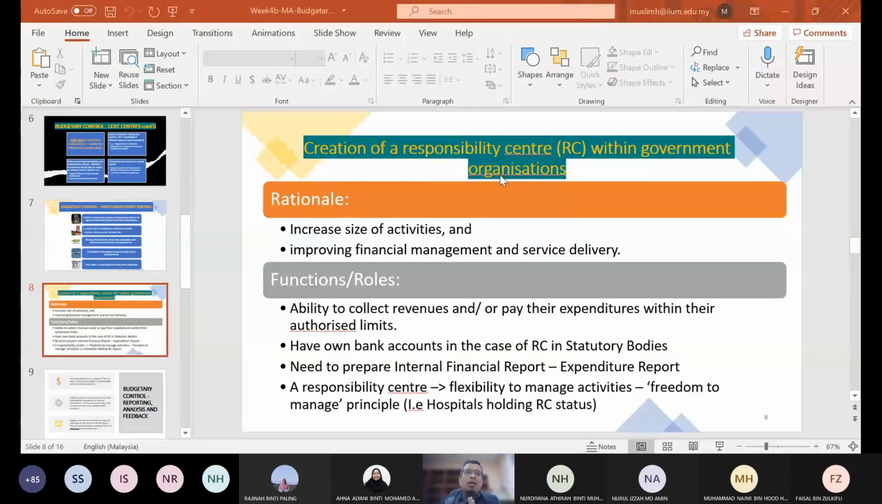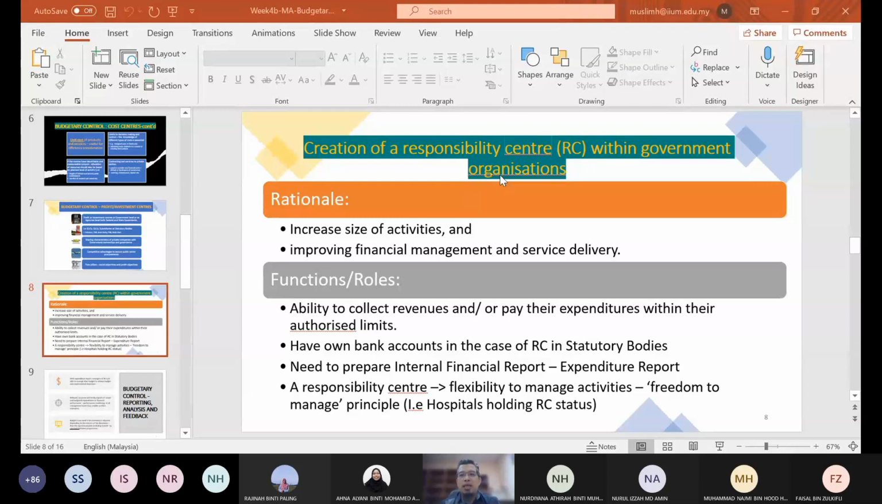Can that meet your expectation or not? Similar in organizations. Once they don't have that autonomy to make payments, to select their suppliers, they rely on other people to buy, to select the type of services that is needed by the local, then it can create problems. Okay, so that's why holding the responsibility center status has that flexibility.